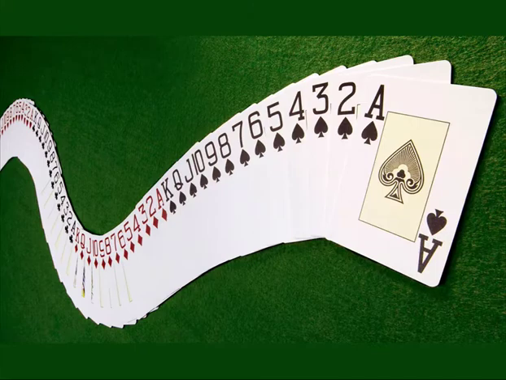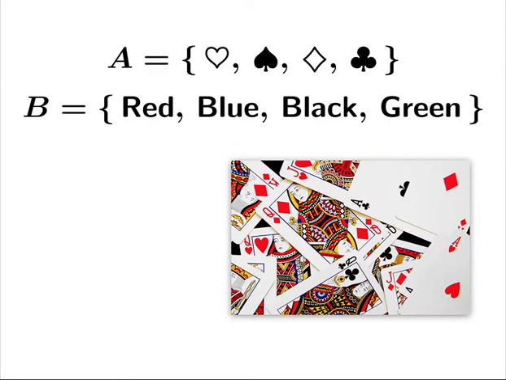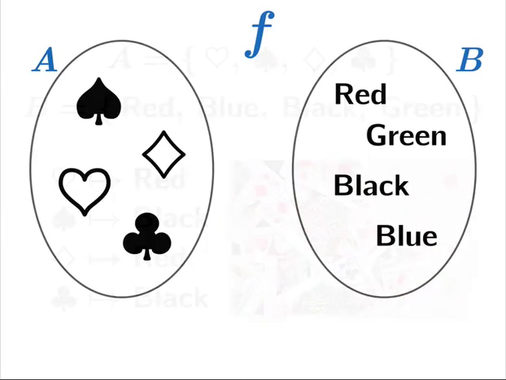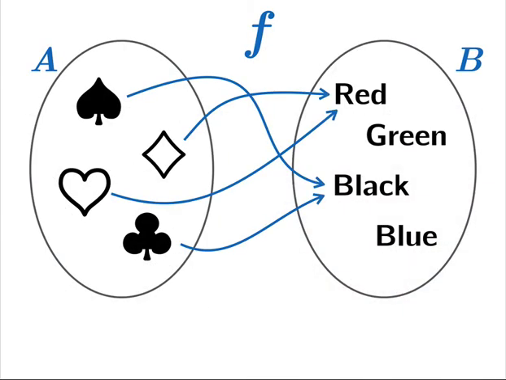So if you've ever played cards, you're probably aware of this function. Not that you've ever taken the trouble to sort of think about it explicitly, but suppose A is the set of suits. So there's hearts, spades, diamonds, and clubs. B is a set of colors. Let's just suppose it's the set of these four colors, red, blue, black, and green. So there is, of course, a function which simply assigns to each suit what color it's supposed to be. And so that is a perfectly reasonable function. And if you looked at sort of a Venn diagram, like we had a moment ago, you would see something that looks like this. We could give this function a name, f.